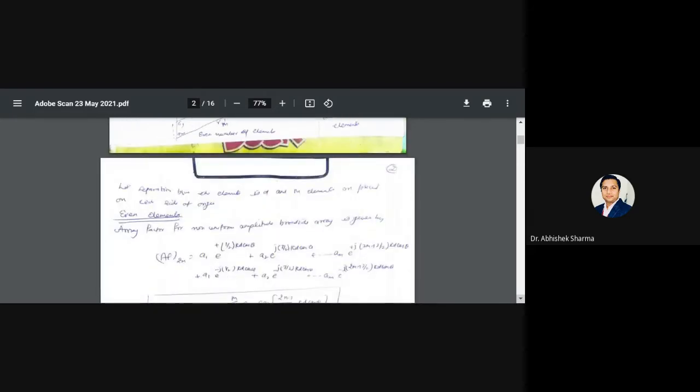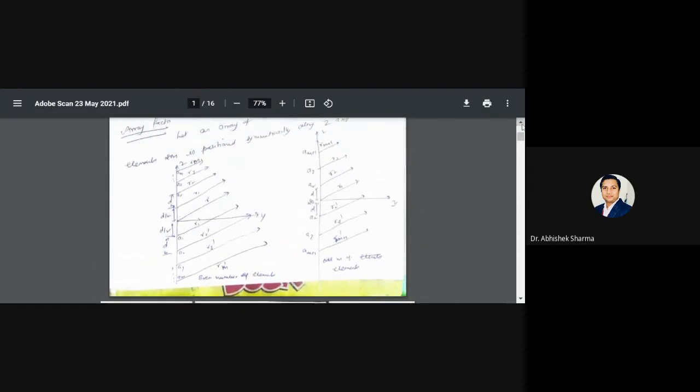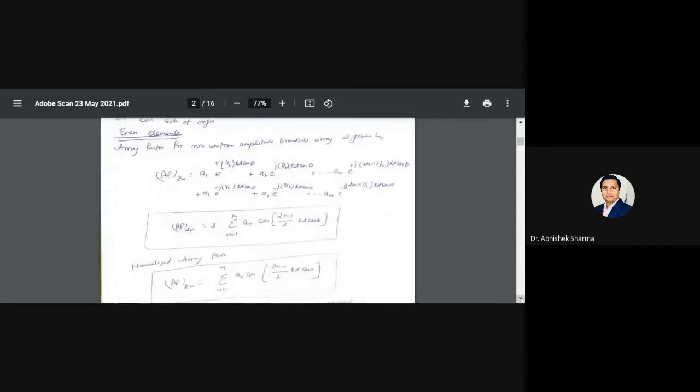So to solve the array factor for this, let the separation between different elements be d, and M elements are placed on each side of the origin in both the diagrams, either even number of elements or odd number of elements. Now we have to solve the array factor in this case when there is non-uniform amplitude.